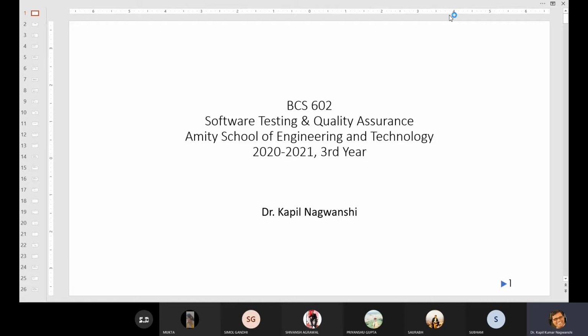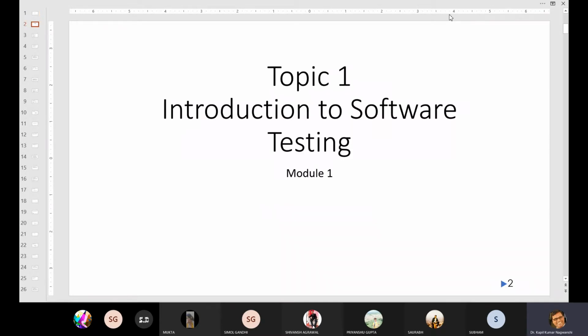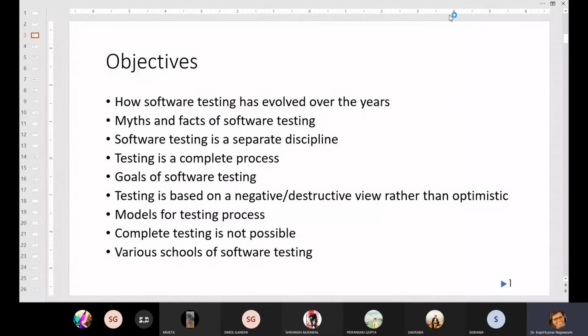In the previous class, we already discussed some of the terminology, and later we will discuss the same terminology in detail. Okay. So this time I'm going to explain the concept of software testing. What is software testing? The main objective of this lecture is how software testing has evolved over the years, and myths and facts about software testing.